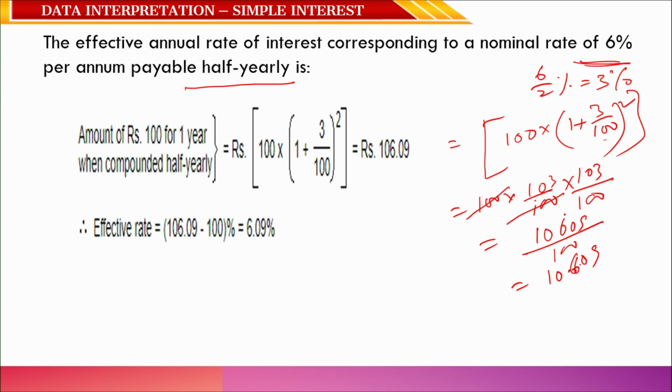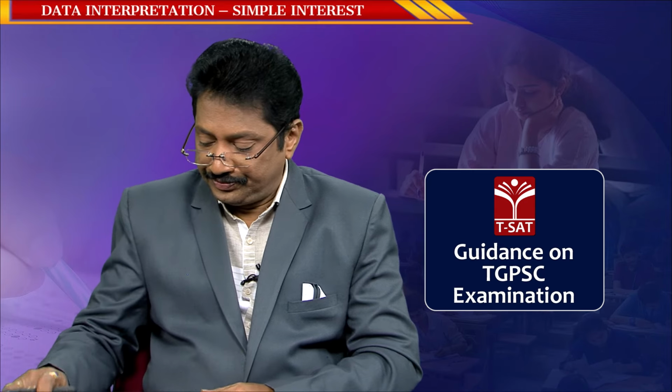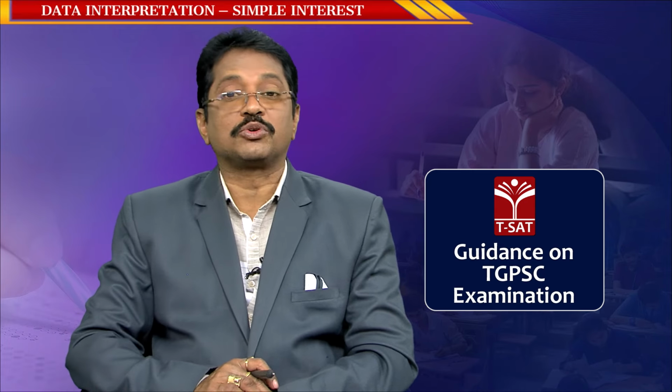Then the total amount is 100, it is 6.09. So once you say it is 6.09, here the rate of interest will be 6.09. Clear. Now we will see one more question.